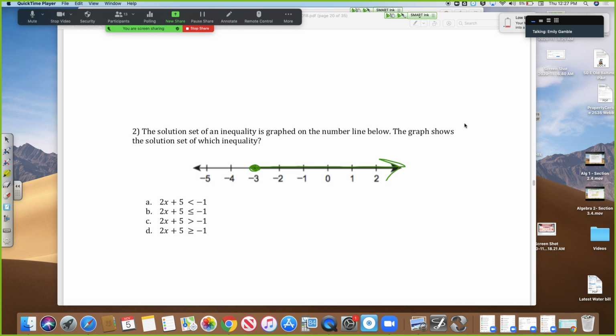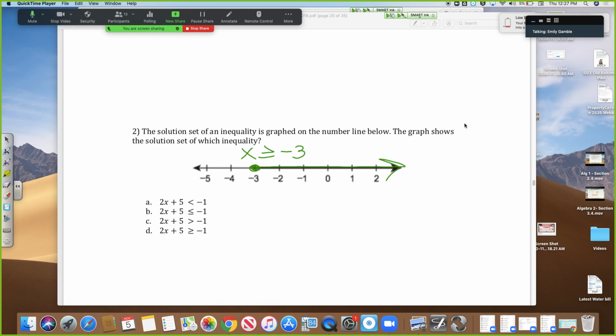Well, I'm not really worried about the answers yet. I'm just saying, what would this inequality be? X is what? X is greater than... oh my gosh, I'm sorry. It's greater than -3, and it's greater than or equal to, because of the closed circle. So this inequality says X is greater than or equal to -3.